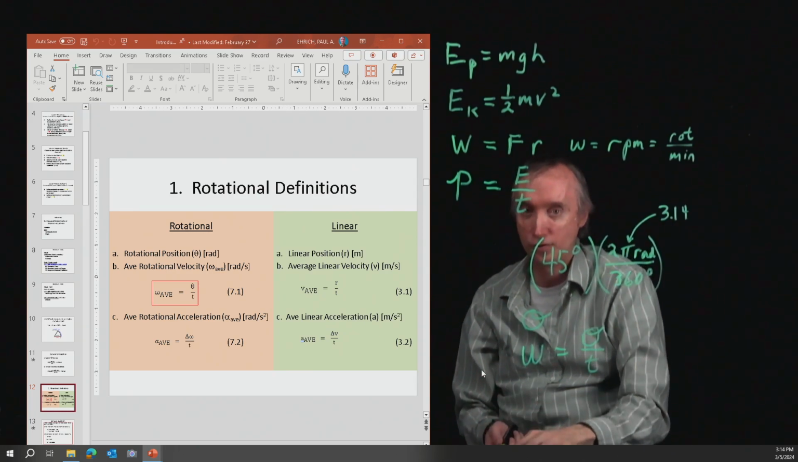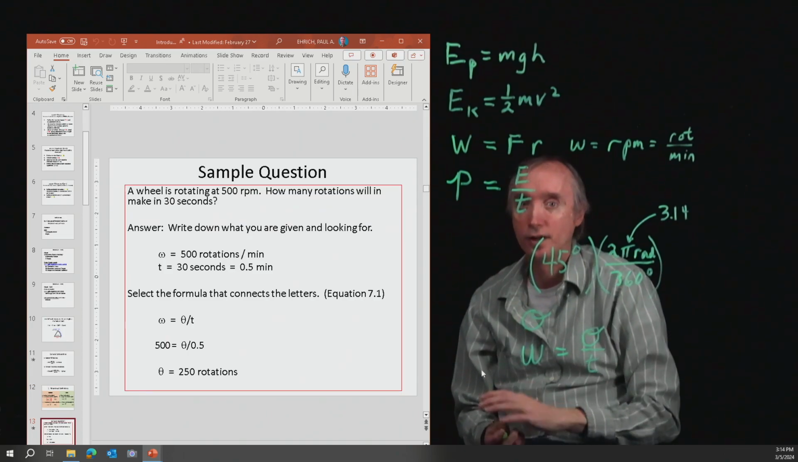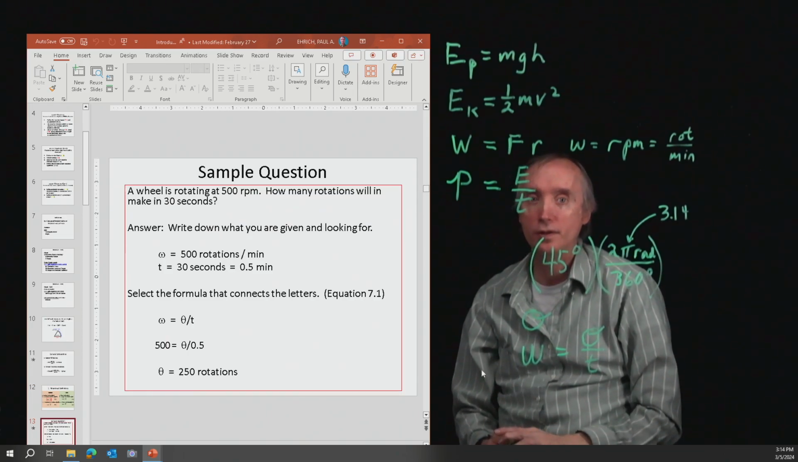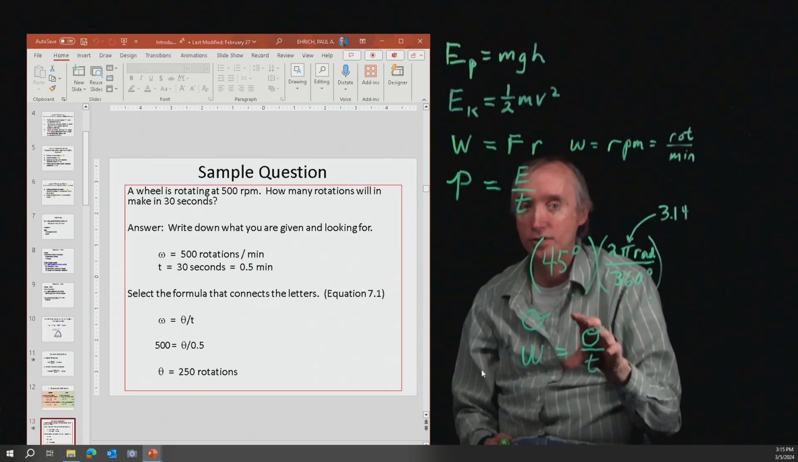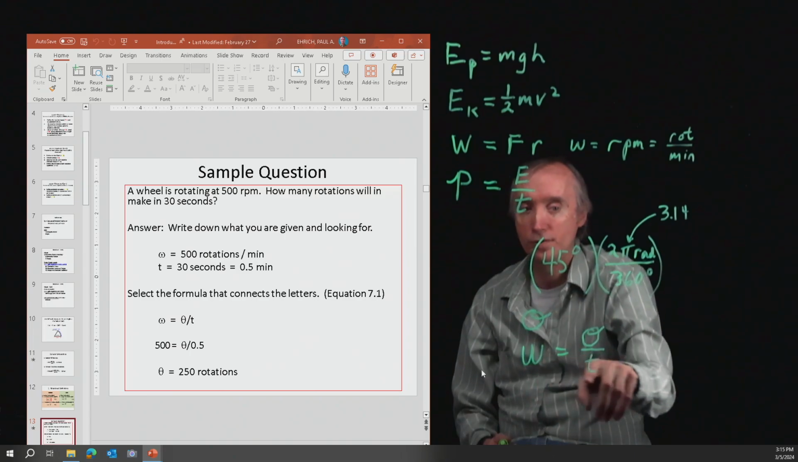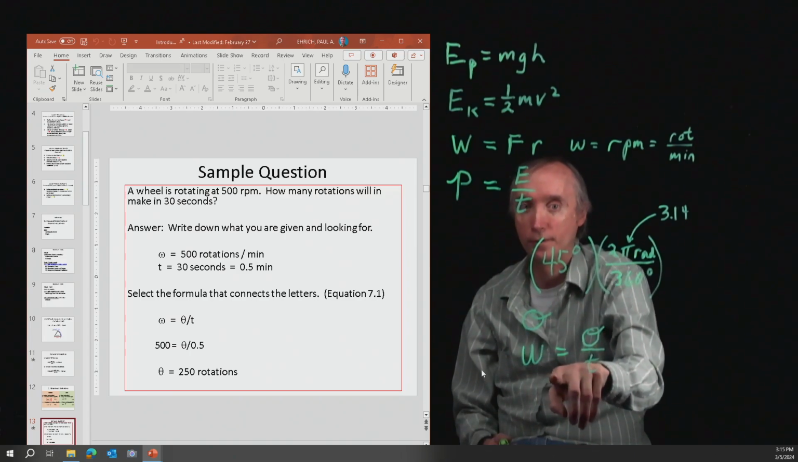Can you do a question like this? A wheel is rotating at 500 RPM. How many rotations will it make in 30 seconds? That's the level that you need to know in order to be able to use this formula here.